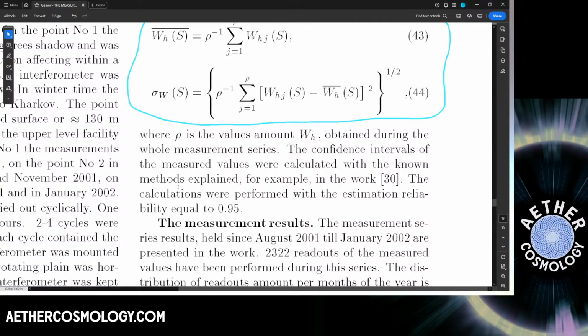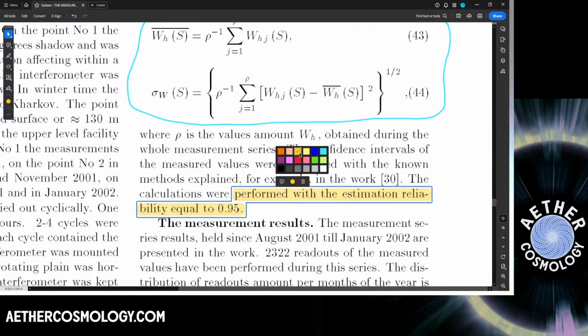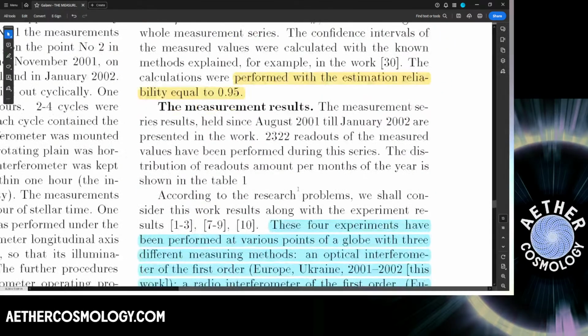Good-hearted. The confidence intervals of the measured values were calculated with the known methods explained for the example in the work of citation 30. The calculations were performed to the estimation of the reliability equal to 0.95. So that was that threshold that they had determined when they would be good to go.